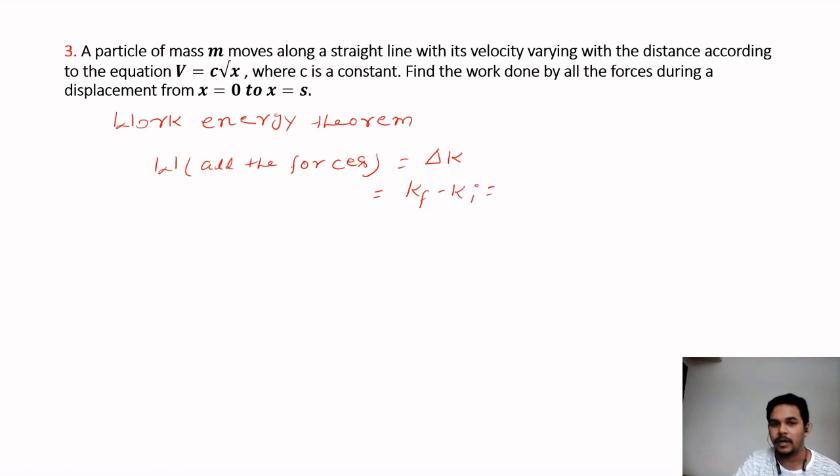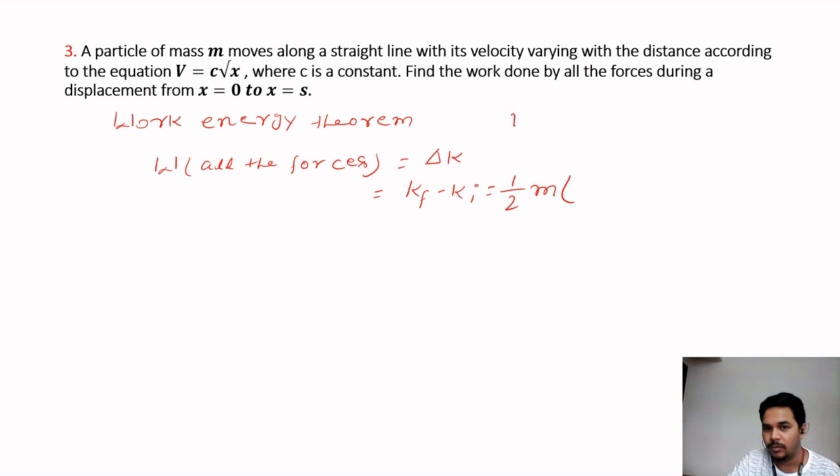To write the final kinetic energy, we simply have to substitute the final speed, since mass is already given. So we can write half m, taking m common because it is constant for initial and final, times final speed squared minus initial speed squared. Here final means the speed when the particle is at x equals s.